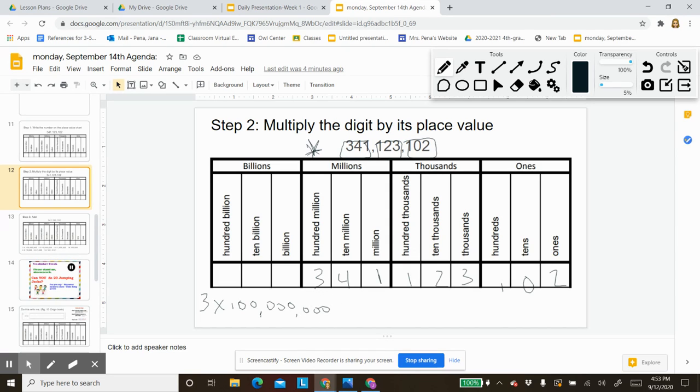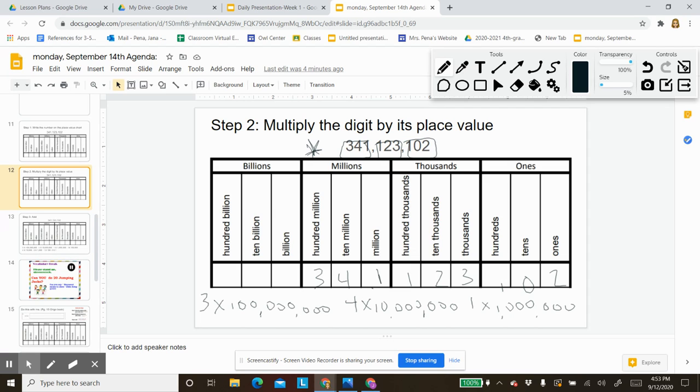I have 4 groups of 10 million. All right. Now I'm going to move on to my 1 millions group. I have 1 group of 1 million. Okay. So that's my millions grouping.